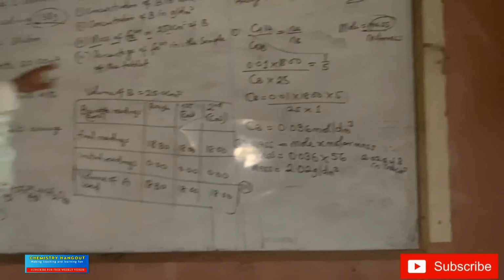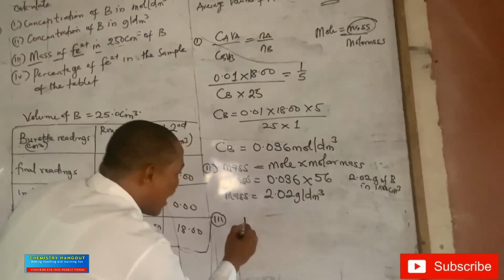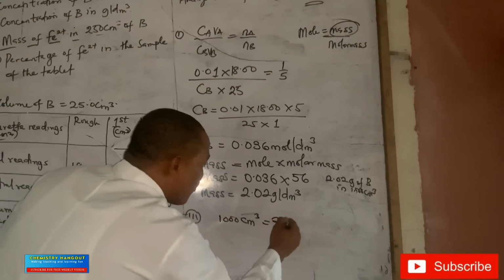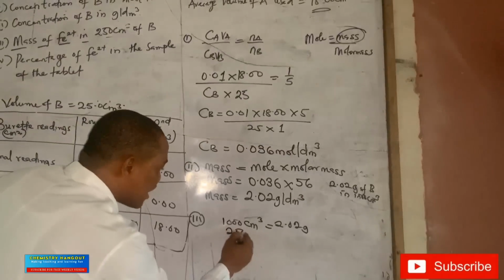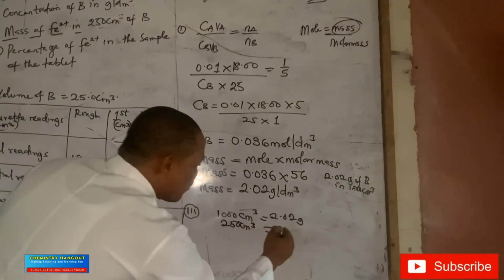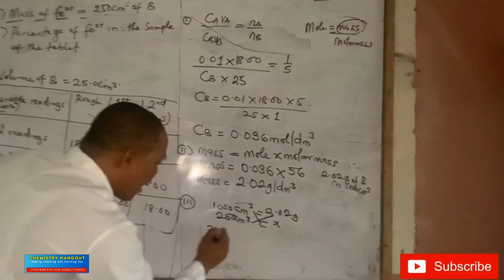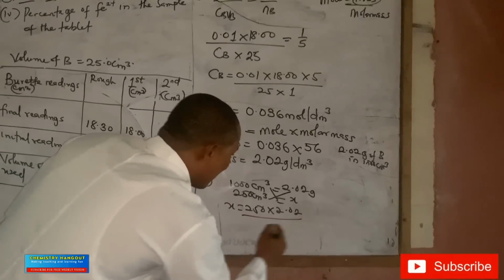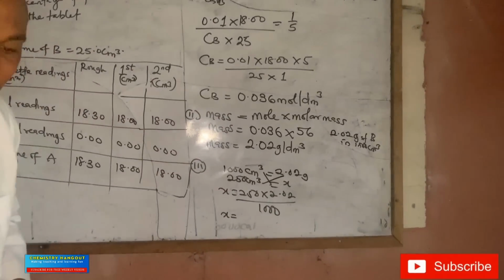So now, the last time we should look for it in 250. So I can say 1000 centimeter cube is equal to 2.02 gram. Do you see that now? So in 250 centimeter cube, according to the question, we have x. So we cross multiply, our x will be 250 times 2.02 over 1000. So our x becomes what?